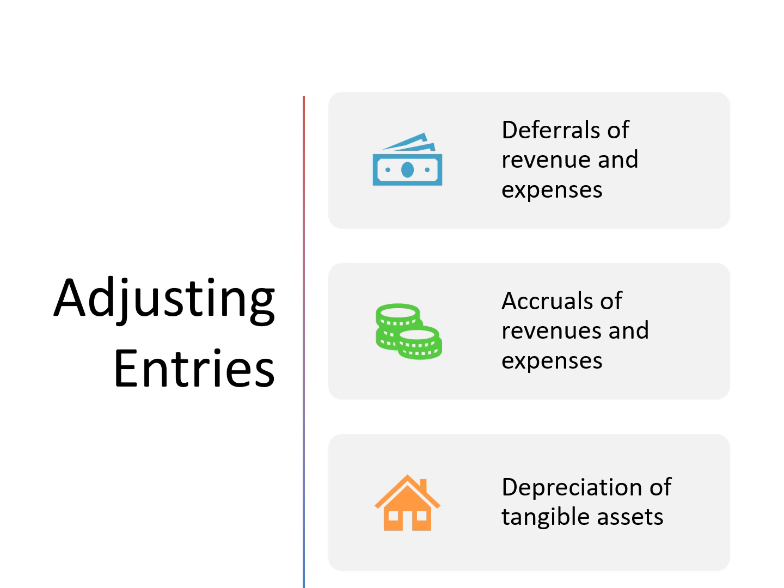Continuing with the adjusting entries. Adjusting entries typically include deferrals and accruals. Deferrals involve postponing the recognition of revenue or expenses to the correct period, while accruals involve recognizing revenues and expenses that have occurred but not yet been recorded. Depreciation of tangible assets is another critical adjustment made at this stage.